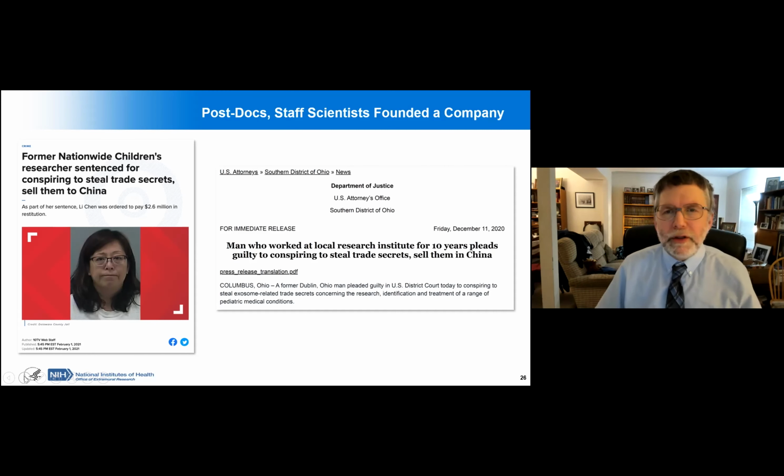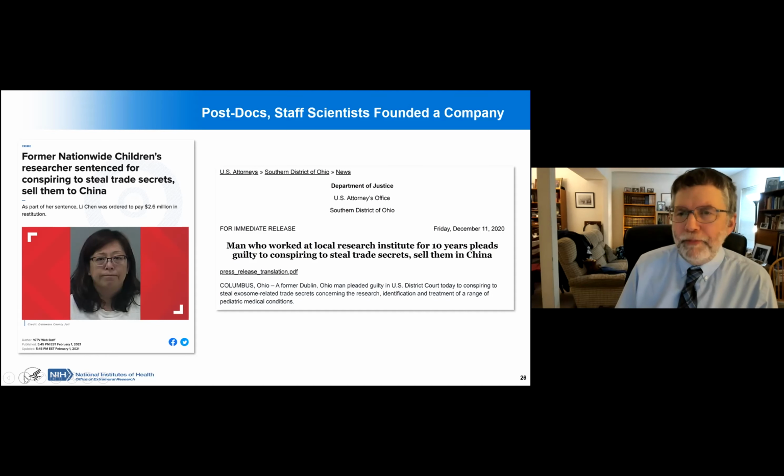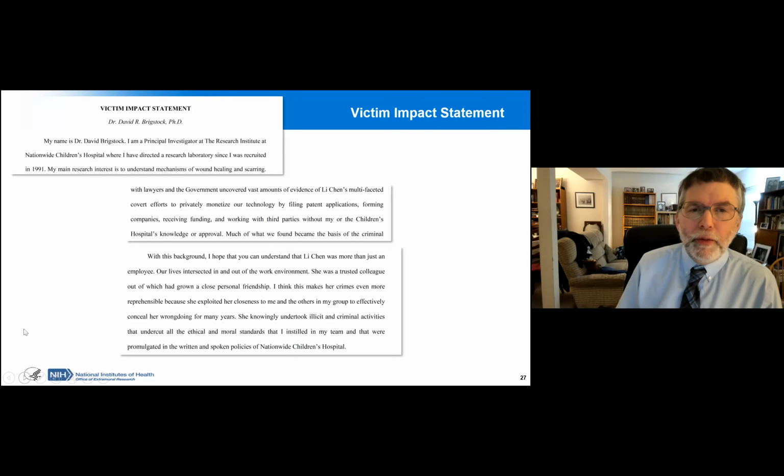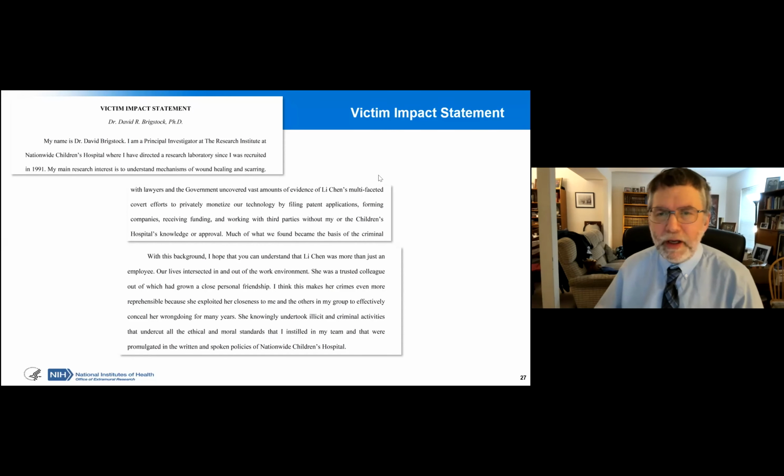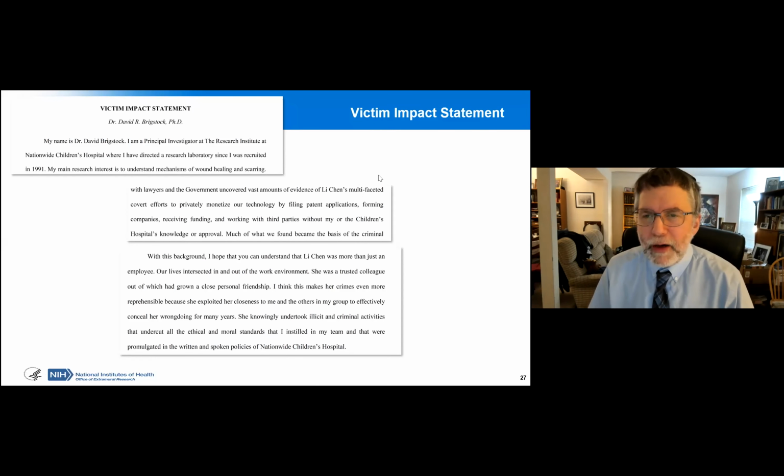Now, what's particularly striking was the victim impact statement. If we go to the next slide, the victim impact statement was written by David Brigstock, who's the PI of that laboratory. And he talks about how they discovered that Li Chen had been involved in multifaceted covert efforts to privately monetize our technology by filing patent applications, forming companies, receiving funding, and working with third parties without my or Children's Hospital's knowledge or approval.